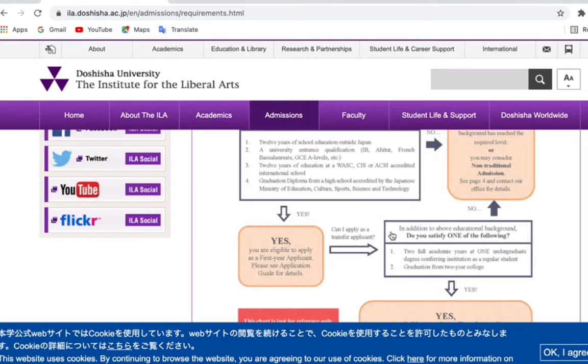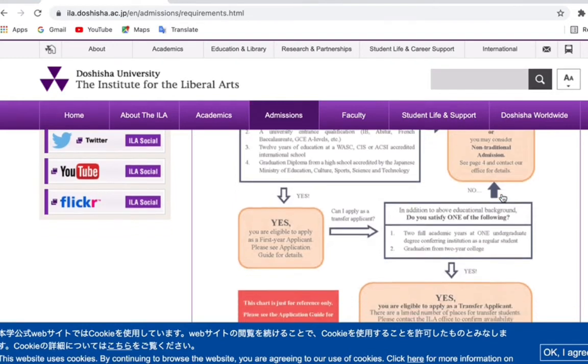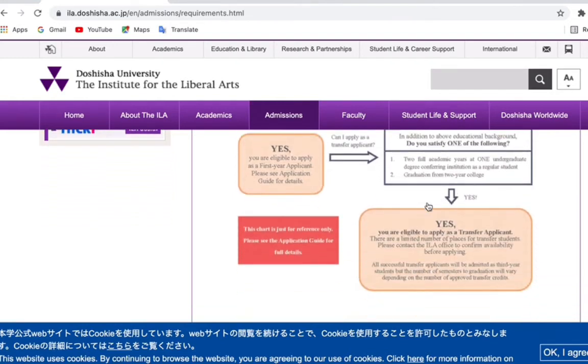So let's see. In addition to the above educational background, do you satisfy one of the following? So 2 full academic years at one undergraduate degree conferring institution as a regular student. If yes, okay. Or graduation from a 2-year college. If yes, okay. If no, then you consider non-traditional admission. So if it's yes, then you are eligible to apply as a transfer applicant. Okay.